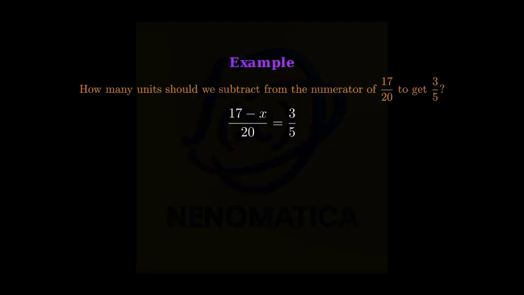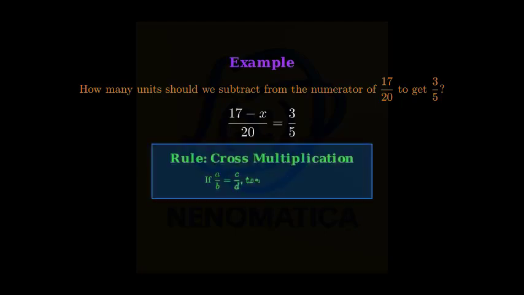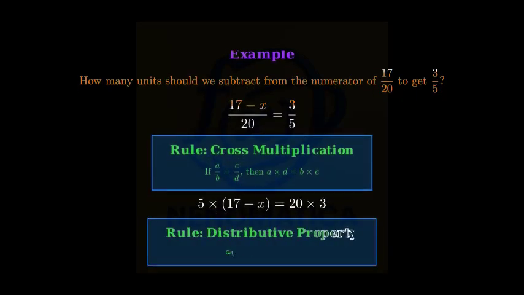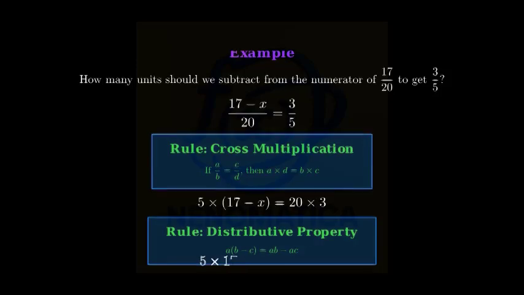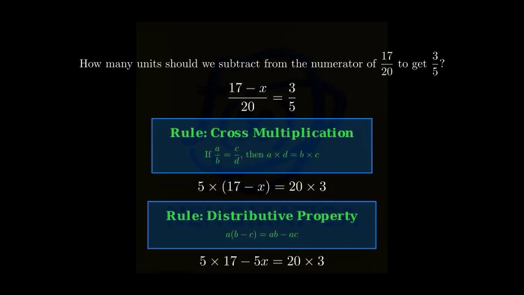To solve this equation, we'll first use the cross multiplication property. When we have two fractions that are equal to each other, we can cross multiply. We multiply the numerator of the first fraction by the denominator of the second fraction, and set it equal to the product of the denominator of the first fraction and the numerator of the second fraction. Now, let's distribute the 5 on the left side of the equation. This uses the distributive property of multiplication. 5 times (17 minus x) equals 5 times 17 minus 5 times x.